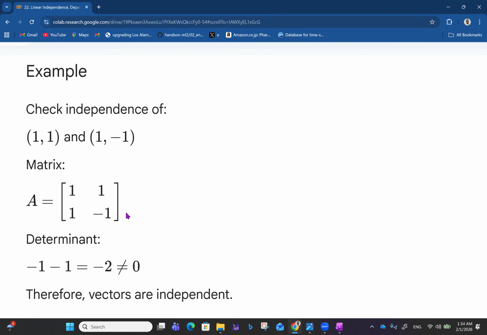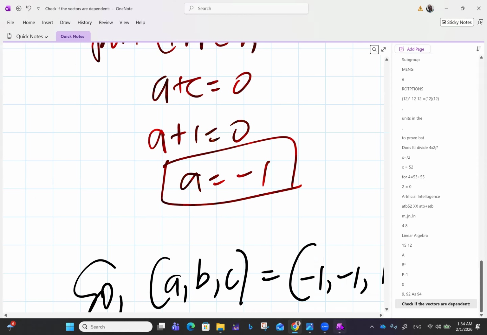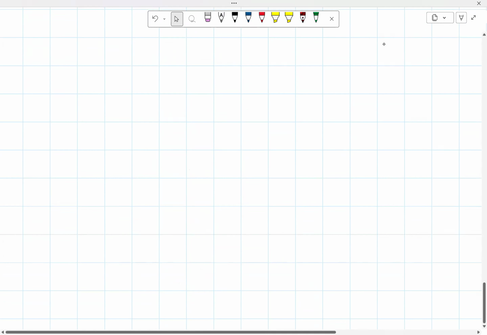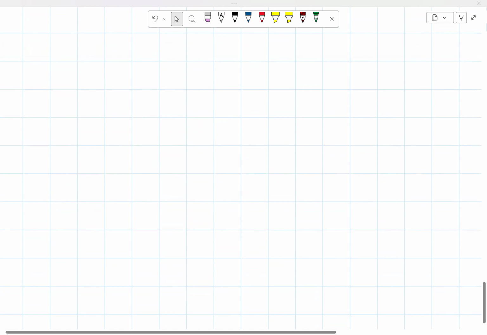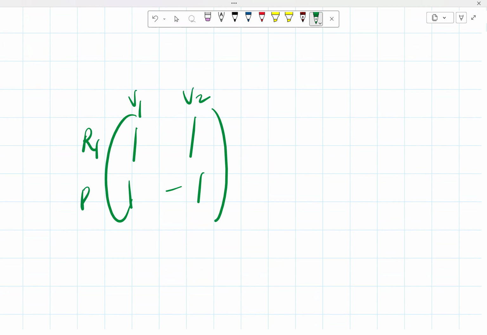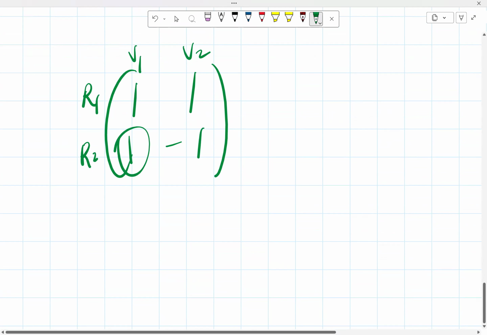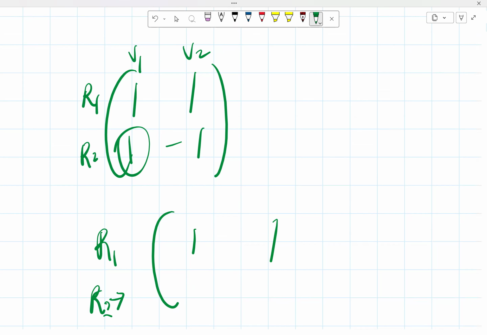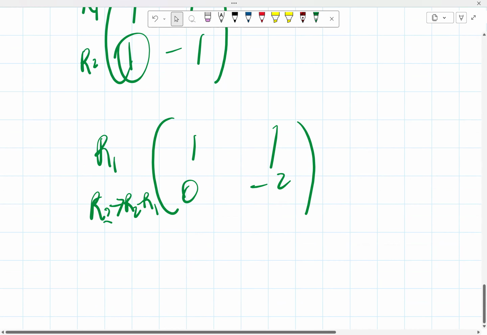Or if you do the row echelon form, maybe I should do that since that's what we mentioned. So you have 1, 1, 1, -1. These are the two vectors. This is vector v1 and this is vector v2. So this is row 1 and this is row 2. We need this to be 0 first of all. So row 1 remains: 1, 1. The new row 2 is just the old row 2 minus the old row 1. That is 1 minus 1, you have 0. Then -1 minus 1, that's -2.